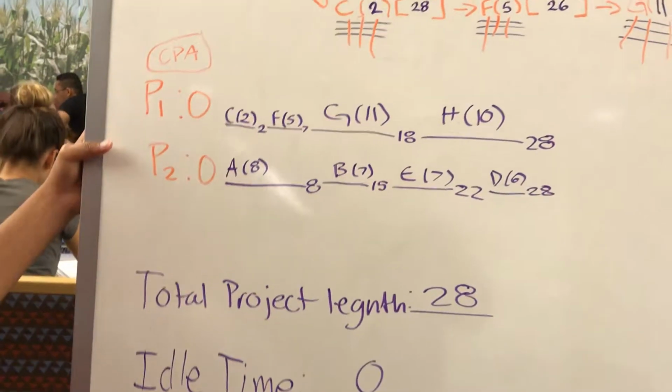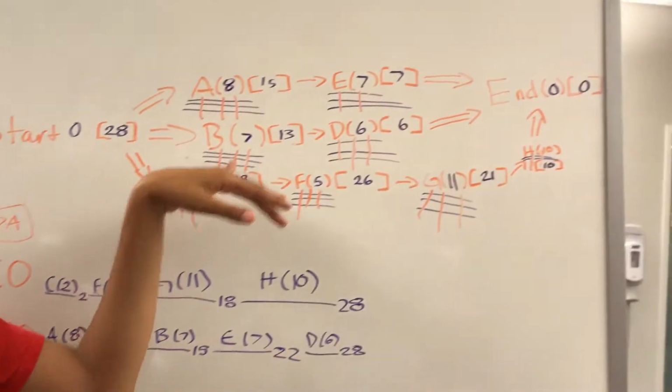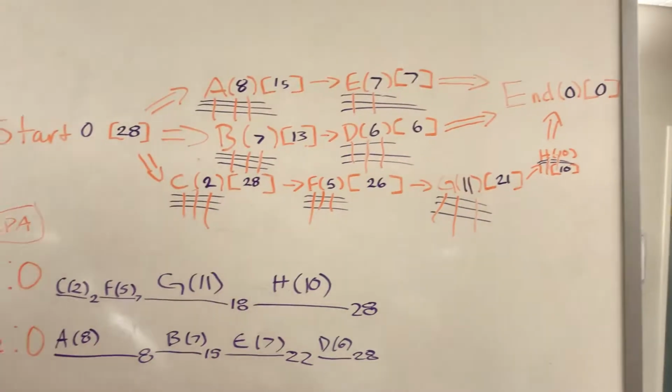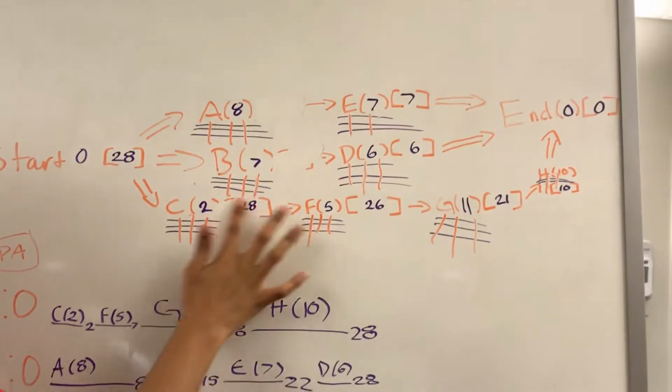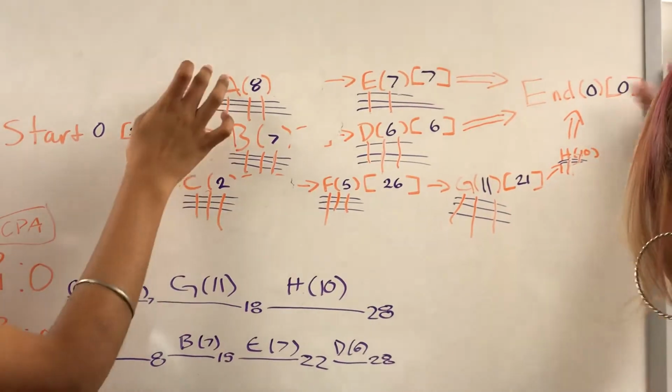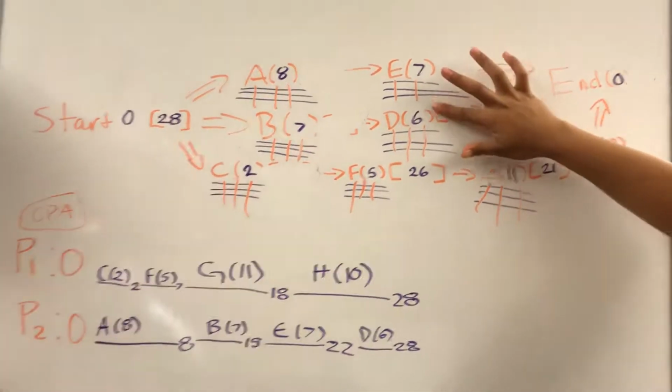And with decreasing time algorithm, which is down here, you will not have a chart with the brackets. It'll just be the parentheses, and with that, you'll just be looking at the parentheses. So if we didn't have any of the brackets here, A has 8, B has 7, and C has 2. So A has the highest priority, so you're going to assign that one first.